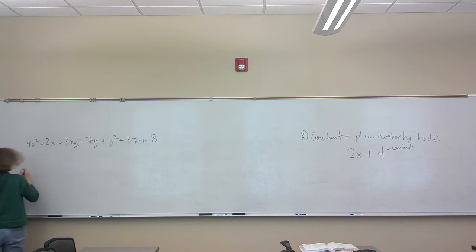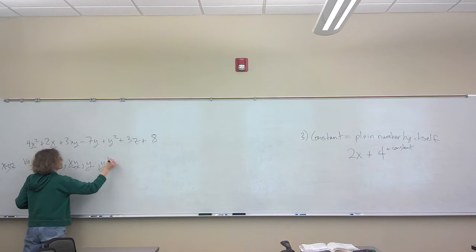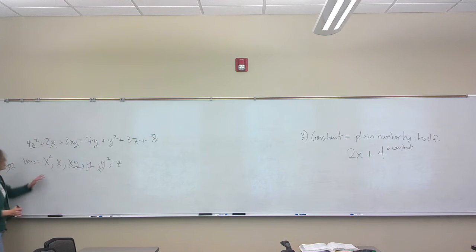So here we go. R is short for variables. The variables is all the letters. This doesn't mean X, Y, and Z. They're part of it, but they're not all of it. To be a separate variable, they have to look different. So we've got an X squared here. We've got an X. They look different, so they're different. We've got an XY, which is different from the Y, which is different from Y squared. We've got the Z, and that's all of our variables.